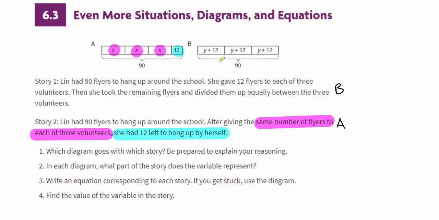So let's look at this one. Let's look at the variable again. The variable here is y. She gave 12 flyers to each of the 3 volunteers. That's not a variable. We know the amount she gave. Then she took the remaining flyers and divided them up equally. So these are the remaining flyers that she gave to each of the volunteers after she gave them each 12.